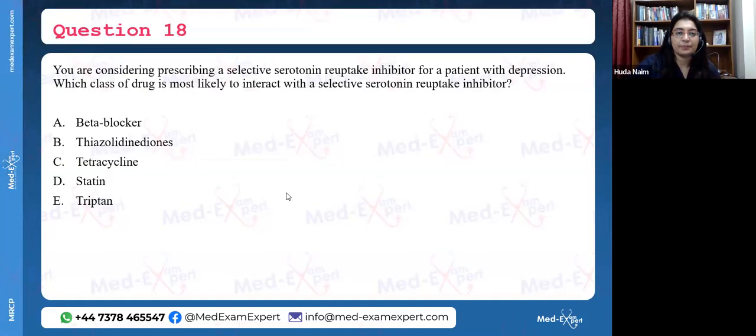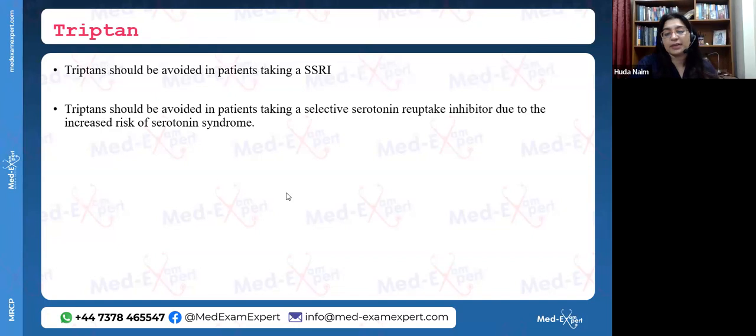Okay. Let's see the next question. Very good. You are prescribing an SSRI for depression, and which class of drug is likely to interact with these? So it's a triptan which interacts with the SSRIs. So triptans should not be given to patients on SSRIs, because they increase the risk of serotonin syndrome.